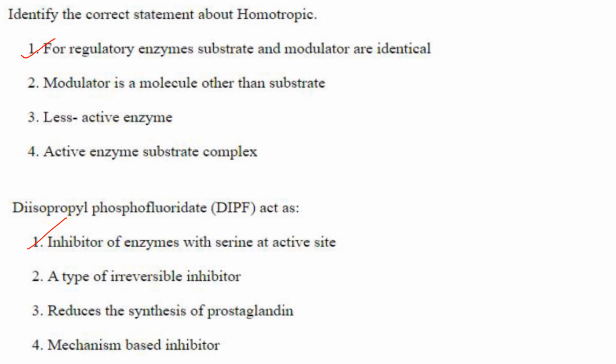Then next one. Diisopropyl phosphofluoridate, DIPF, acts as an inhibitor of enzymes with serine at the active site. So it's an inhibitor of enzymes which have serine at the active site.